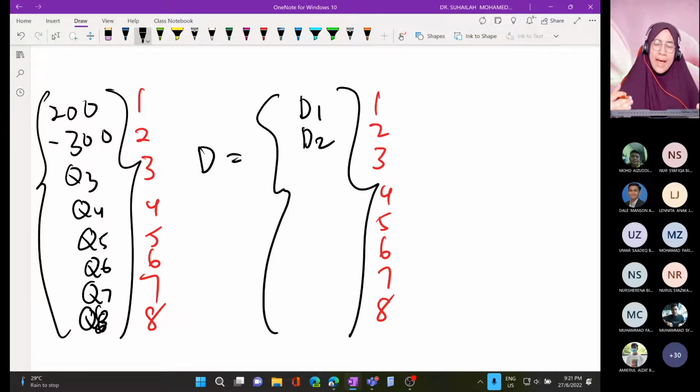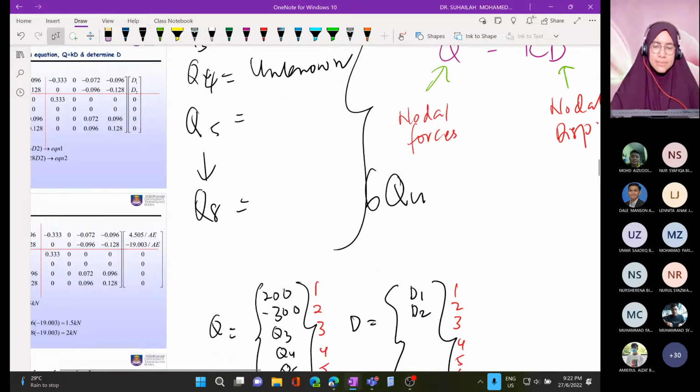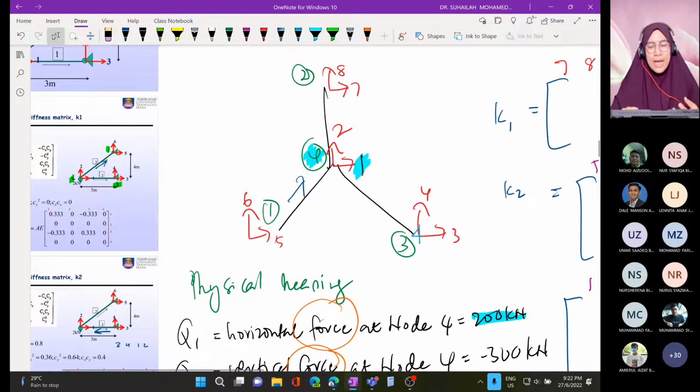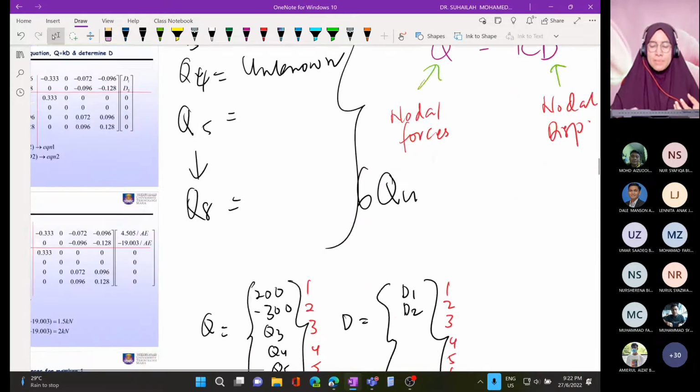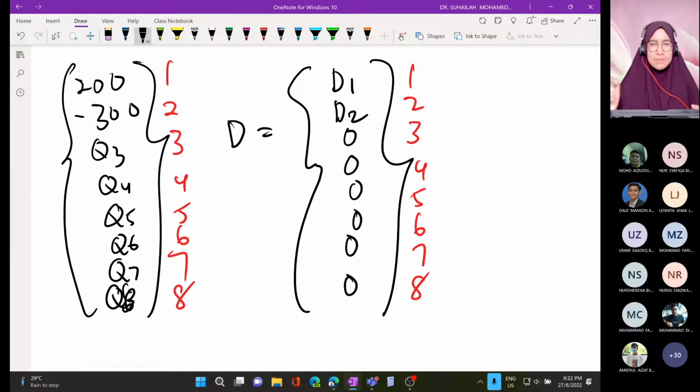And displacement at support at position 3 until position 8. What is the value? Apa dia D3? D3 is 0, because it is the horizontal displacement at node 3 and it is a pin. So all displacements at supports will be 0 unless there is a support settlement: 3, 4, 5, 6, 7, 8.